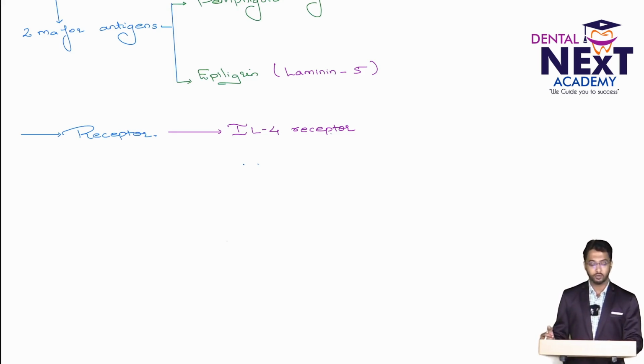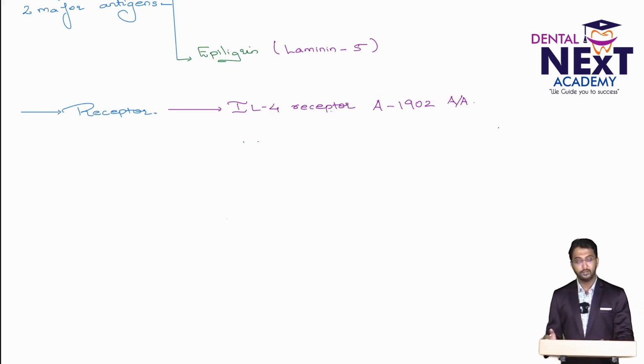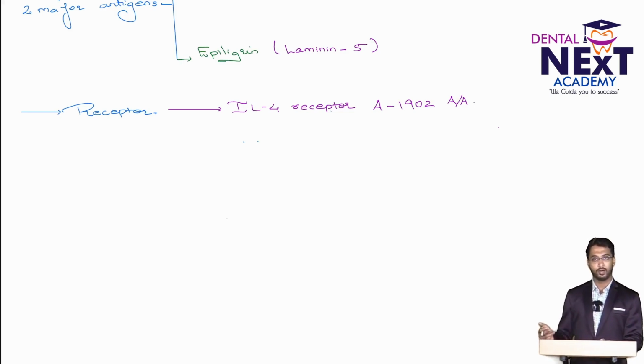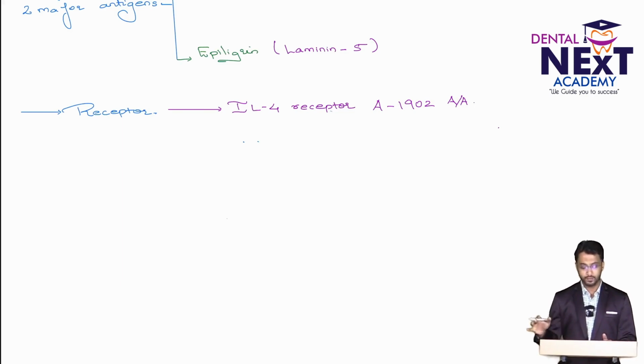So, IL-4 receptor. Typically, the IL-4 receptor alpha, A1902 A bar A. Just remember it; you don't need to learn it by heart, just revise it. They might not ask you A1902, A1903, and so on. They'll probably just ask you about the IL-4 receptor. If they want to go deeper, they might ask about the IL-4 receptor alpha or the IL-5 receptor, like that. So you don't need to be very specific on this.